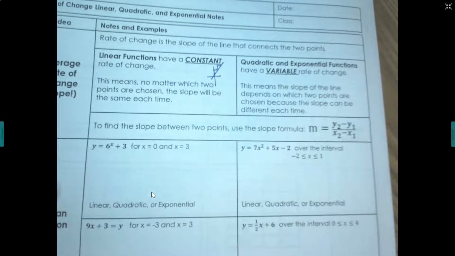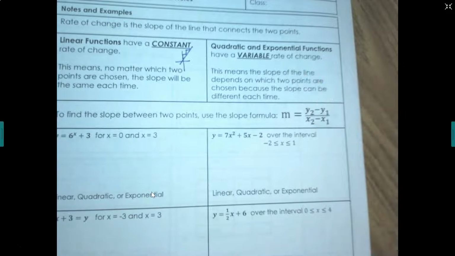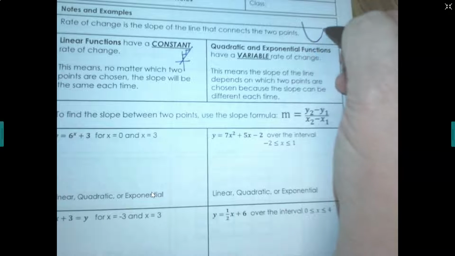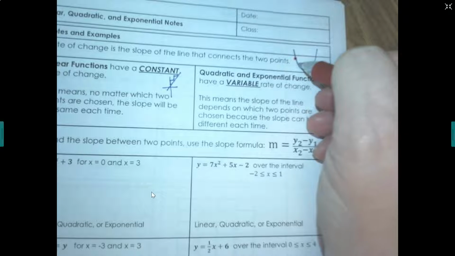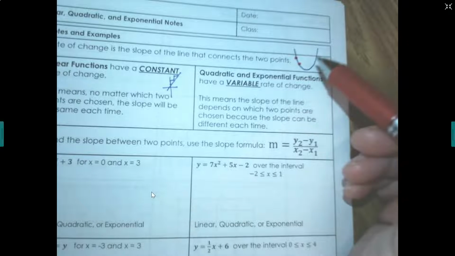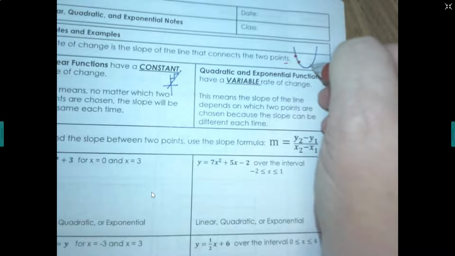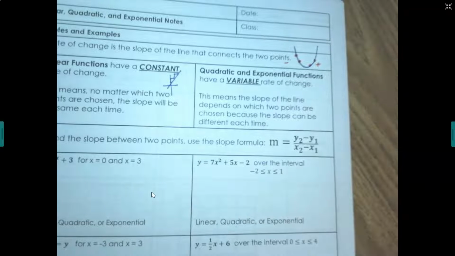For quadratic and exponential functions, however, because their graphs curve, you have a variable rate of change. So it depends on which 2 points you pick. For example, if I have a quadratic parabola here, if I pick this point and this point to get a slope, I don't know the numbers, but I know my slope will be a negative number. But if I pick this point and this point, I know I'm going to end up with a positive slope. So where I'm asking, the slope is going to change because of this curve situation. So it's a variable rate of change.